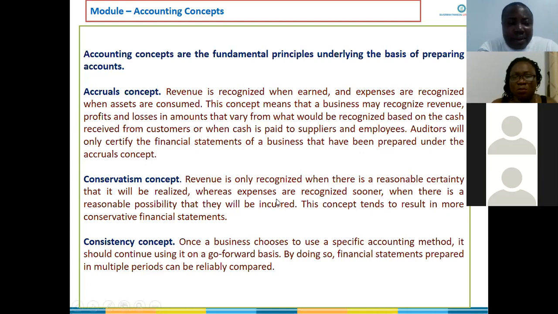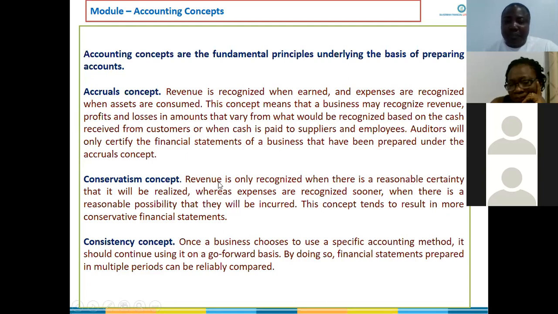Let's look at the second one, conservatism concept. Conservatism concept. Revenue is only recognized when there is a reasonable certainty that it will be realized, whereas expenses are recognized sooner, or when there is a reasonable possibility that they will be incurred. This concept tends to result in more conservative financial statements. It results in what? More conservative financial statements.